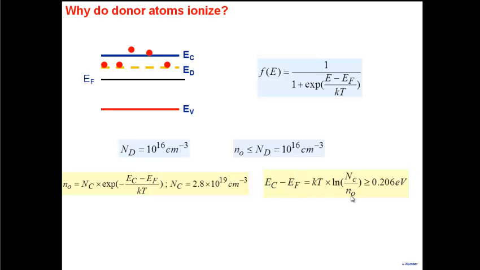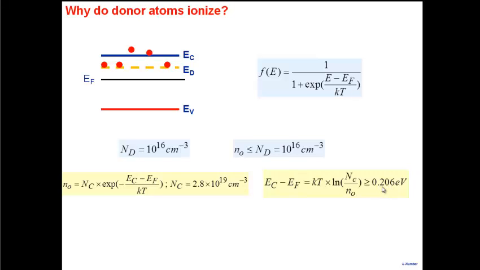So if my N0 is less than 10 to the power 16, it says Ec minus Ef must be greater than 0.206. All I have to do is put the Nc value and N0 value here, and we'll get the value. We are talking of everything at room temperature, so T also we know. So EF is either at 0.206 or lower.